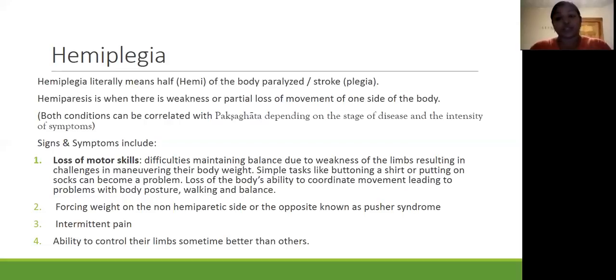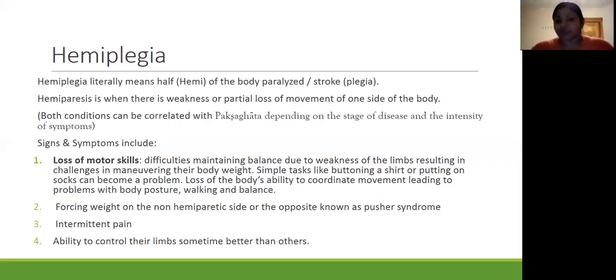And in that coordination, because there's a coordination of all of these structures together in order for us to move appropriately. So in this condition, there tends to be loss of motor skills, mainly because it's partially the siras and snayus, again the arteries and tendons, but also the nervous conduction. Because in certain situations, siras have also been translated as nerves, okay? So simple tasks like buttoning their shirt or putting on socks tend to be really difficult, because that's coordination of the muscles and nerves and the other structures in order to be able to complete these fine movements. They're not able to do that with this condition.